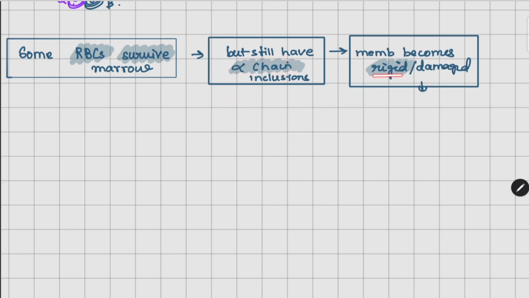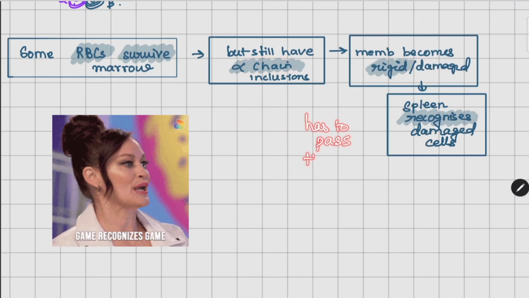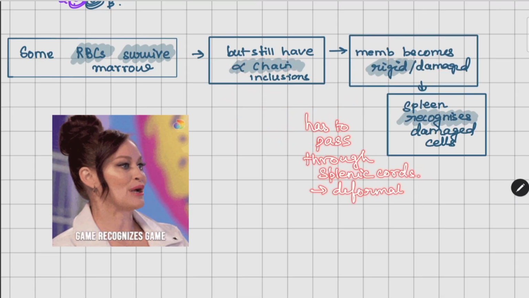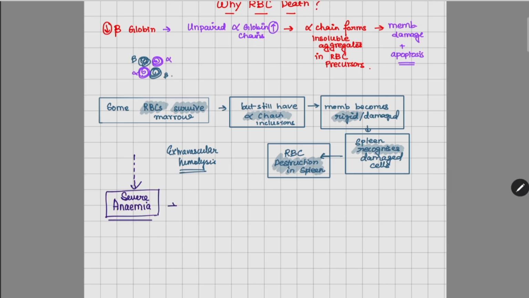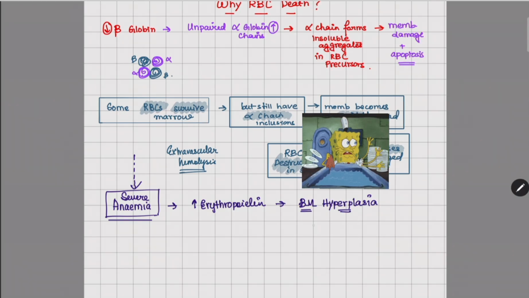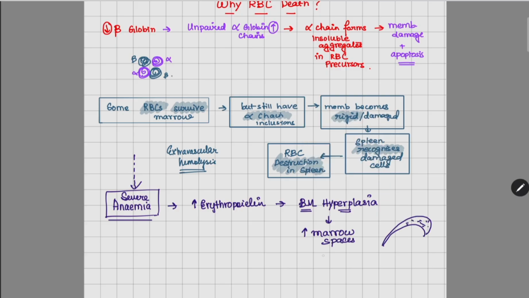Now, what happens to RBCs which survive the marrow but they still have alpha chain inclusions? Their membrane becomes rigid and damaged. Now the spleen will recognize the damaged cells and hence the RBC destruction will take place in the spleen. This is known as extravascular hemolysis. All this will lead to severe anemia and hence as a compensatory mechanism there will be an increase in the level of erythropoietin. This will lead to bone marrow hyperplasia as it will be trying to make more and more RBCs, hence the marrow spaces will increase. This will lead to bony deformities.